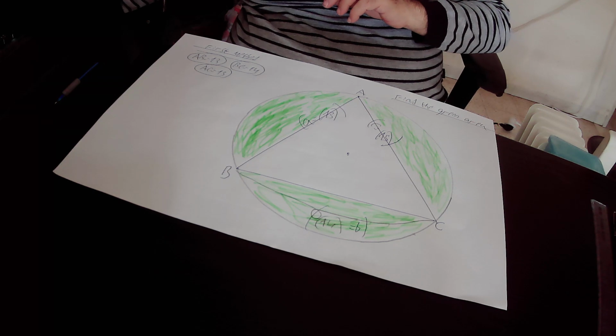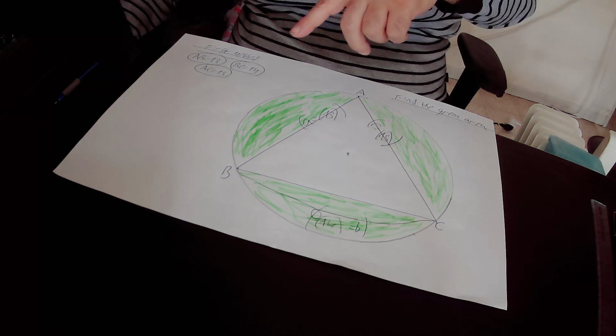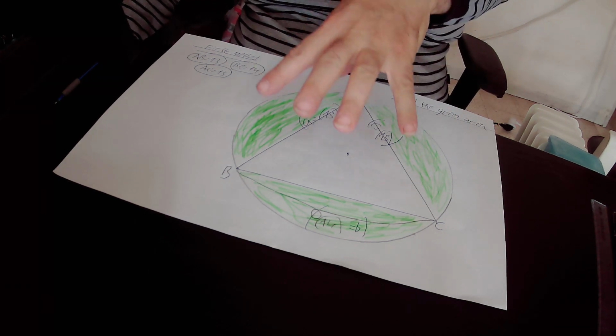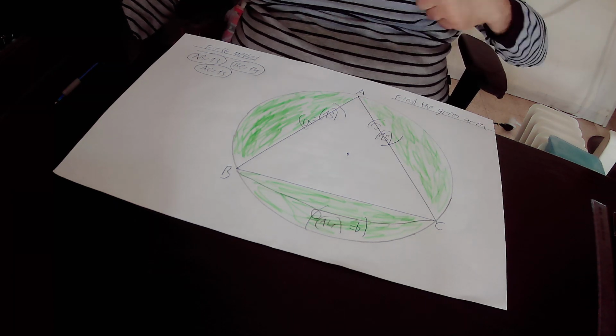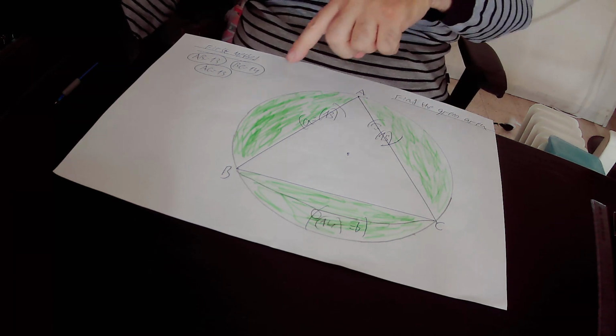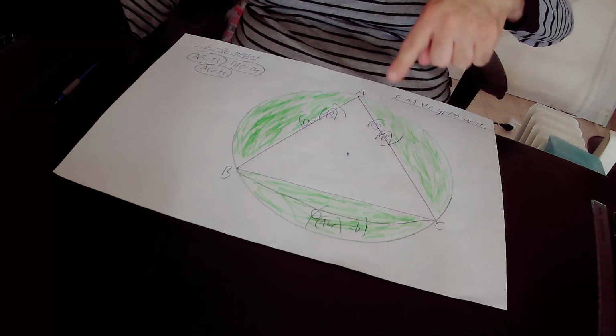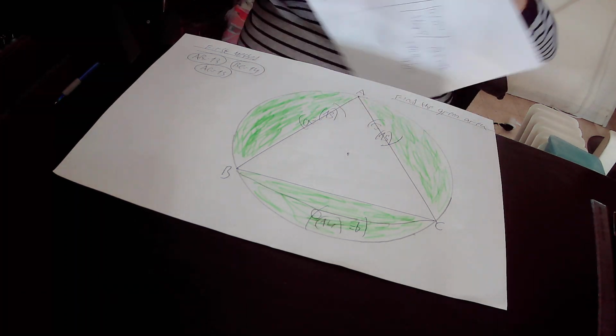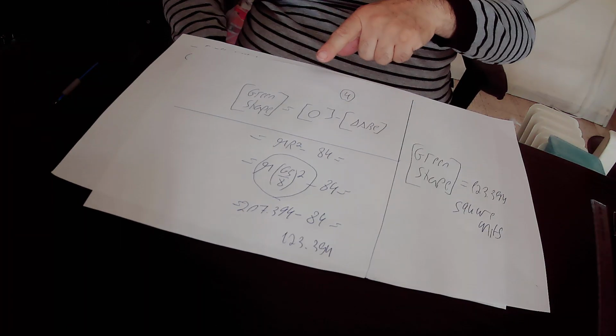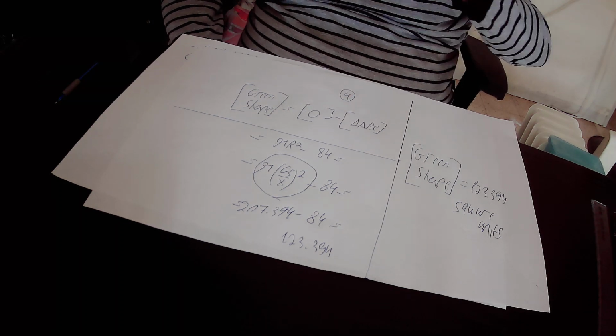What is the area of the circle and what is the area of this green shape? The area of this green shape, from the moment, is very easy to see: the area of the green shape equals the area of the circle minus the area of triangle ABC. Repeat again: the area of the green shape in total equals the area of the circle minus the area of triangle ABC.